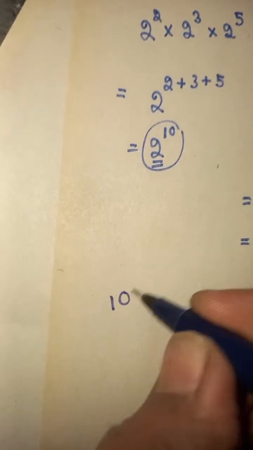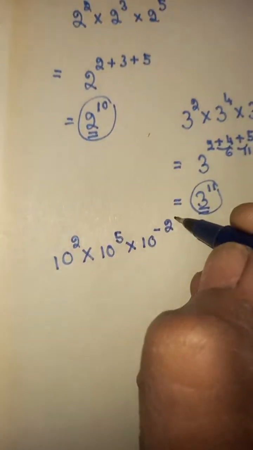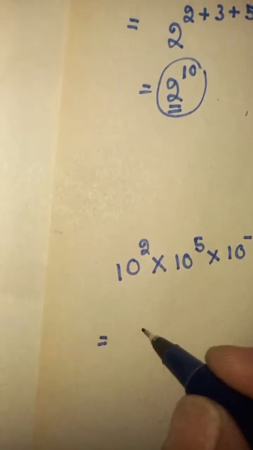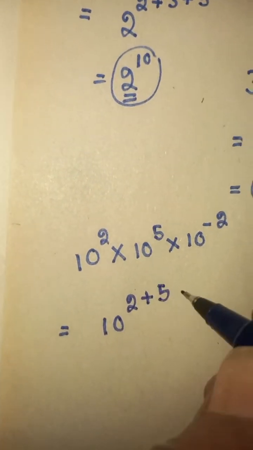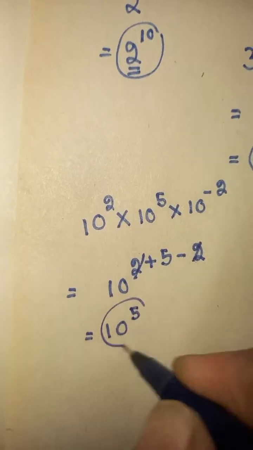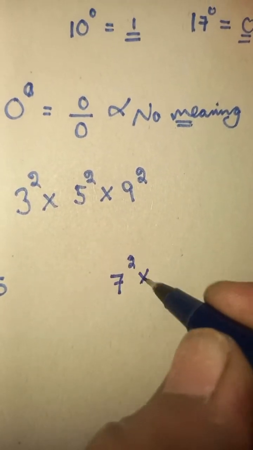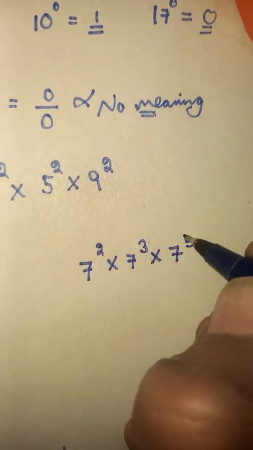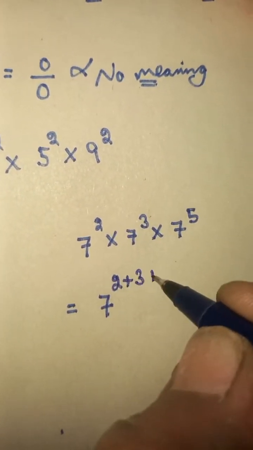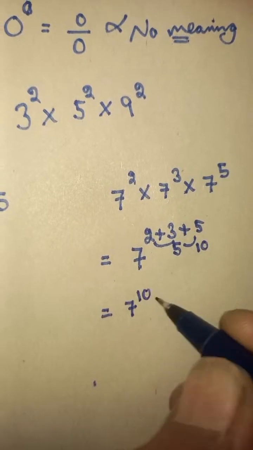Let's take one more, that is 10 square times 10 power of 5 times 10 power of minus 2. This power of minus 2 means it comes in the denominator, but there is no need for that, just add up the powers taking 10 as the common base. 2 plus 5 minus 2, and here plus 2 minus 2 cancels out, it becomes 10 power of 5. How it comes, I am going to tell in this problem. Here, if you take 7 square times 7 cube times 7 power of 5, take 7 as the common base and add up the powers. 2 plus 3 is 5, 5 plus 5 is 10, so it is 7 power of 10.